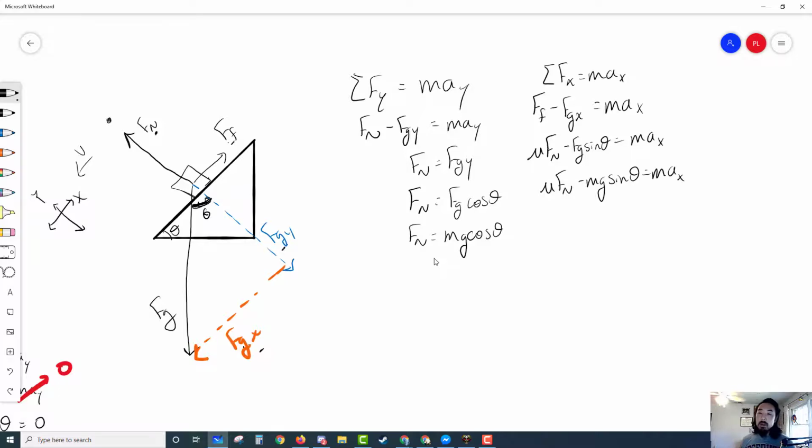Now here's something cool that we just found out. We found out that the normal force is equal to mass times the acceleration due to gravity times the cosine of theta. So we can replace this right in there, so that we can rewrite this as mu times the mass times the acceleration due to gravity times cosine of theta, minus mg sine of theta, is equal to mass times the acceleration in the x direction.